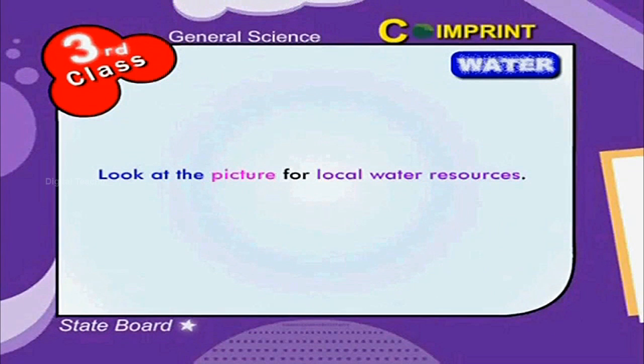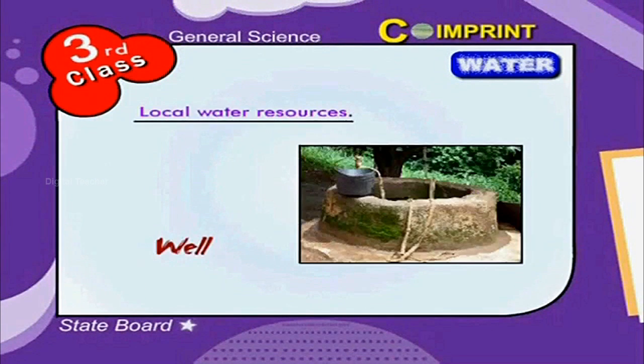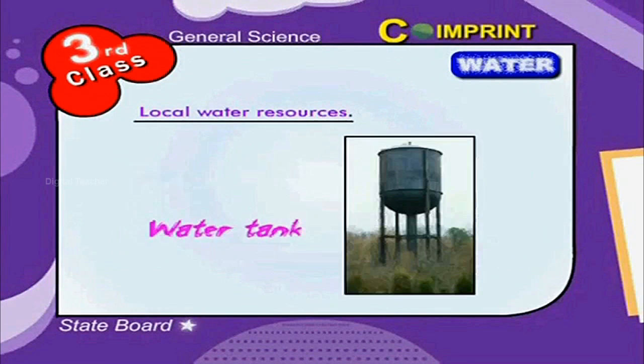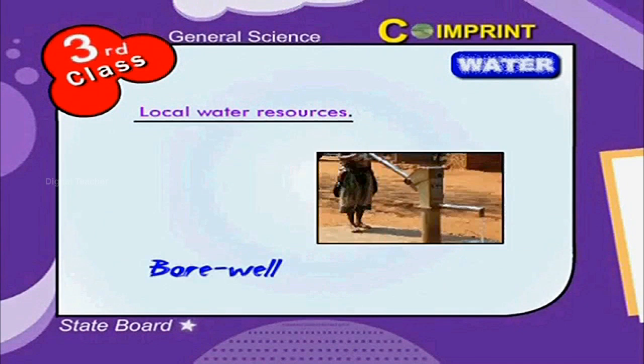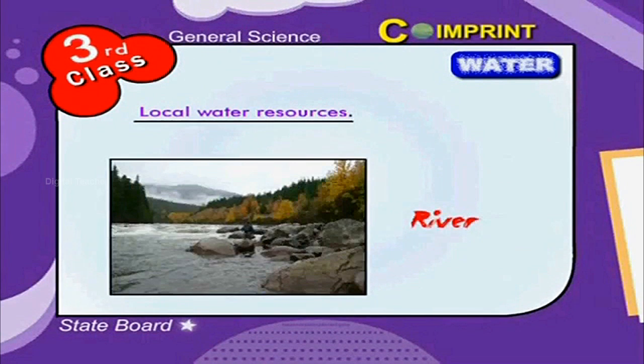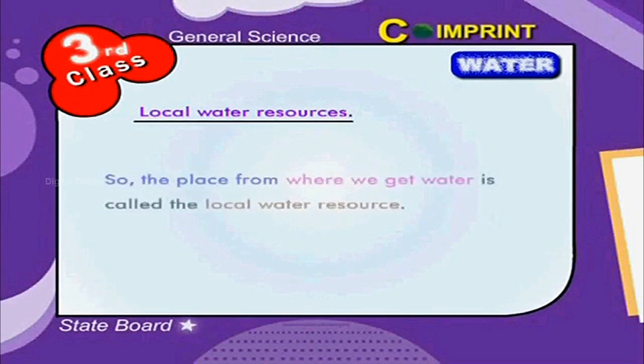Look at the picture for local water resources. A well, a public tap, a water tank, an irrigational canal, a bore well or a river. So, the place from where we get water is called the local water resource.